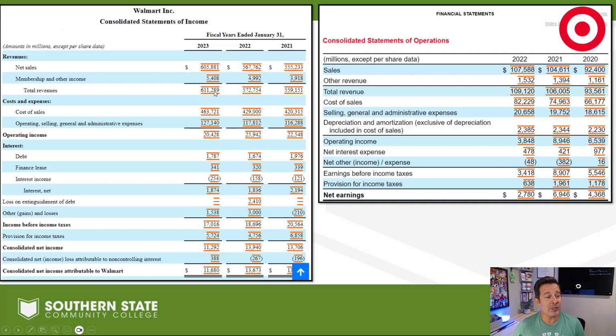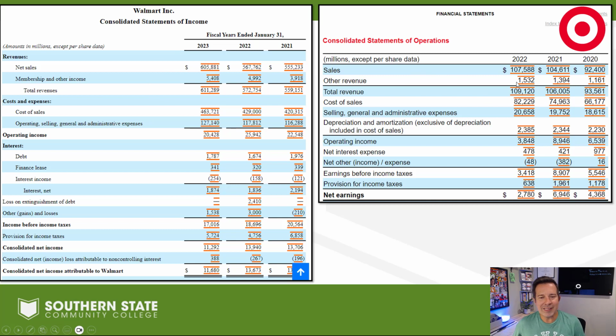All the amounts here are in millions. So we're talking 611 billion. But when I look at Target's revenue, it's 109 billion. So even though they're in the same industry, Walmart is 6 times bigger than Target.